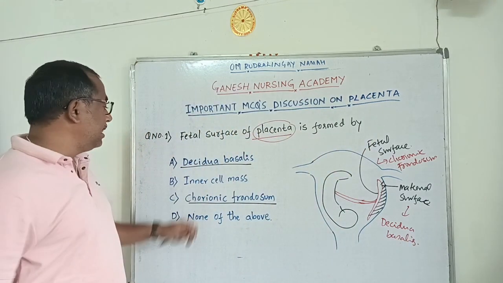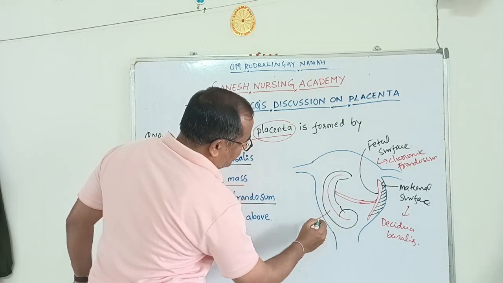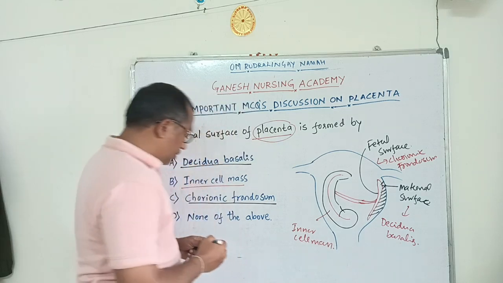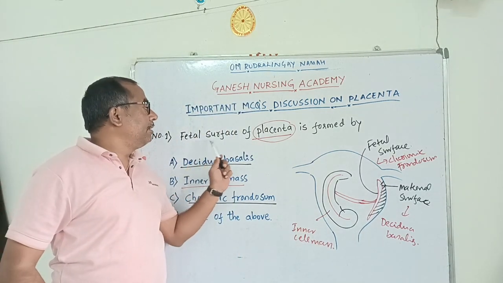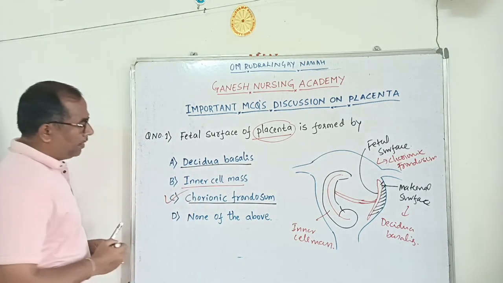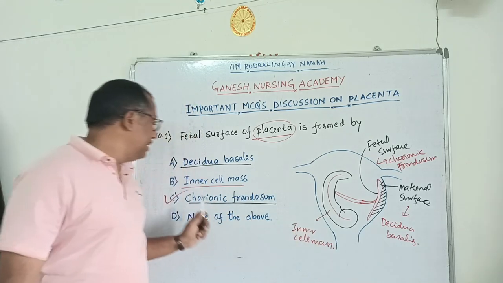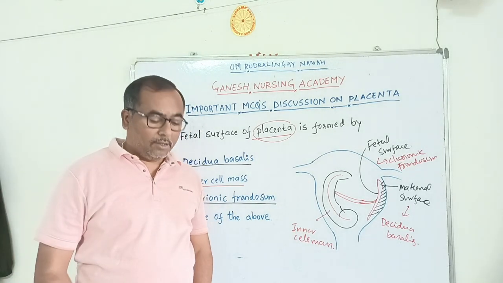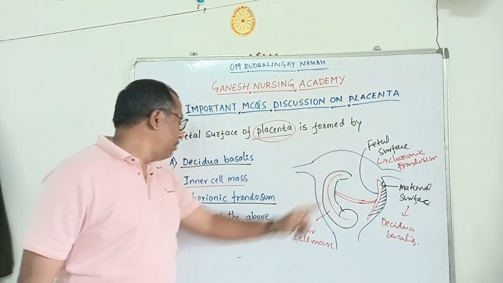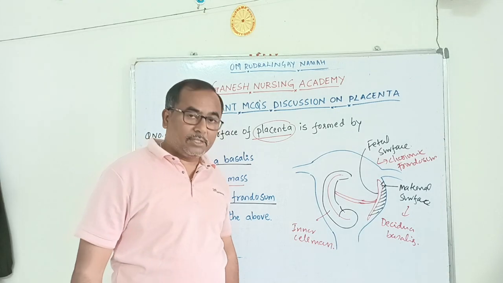And what about the inner cell mass? The fetus is formed by the inner cell mass. So the fetal surface of the placenta is formed by chorionic frondosum, whereas the maternal surface is formed by decidua basalis and the fetus is formed by inner cell mass. Option D, none of the above, is the wrong option here. Basically, the placenta is formed by the trophoblast cells. So this is the answer for this question.